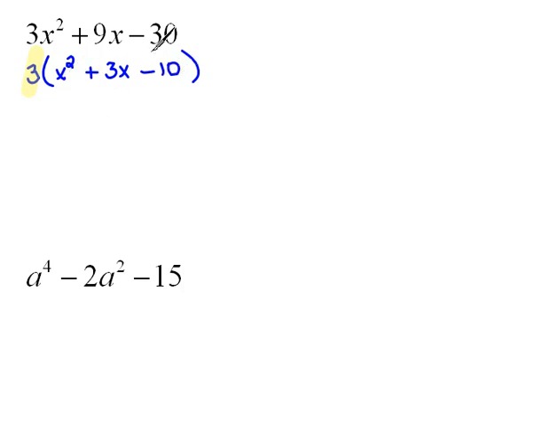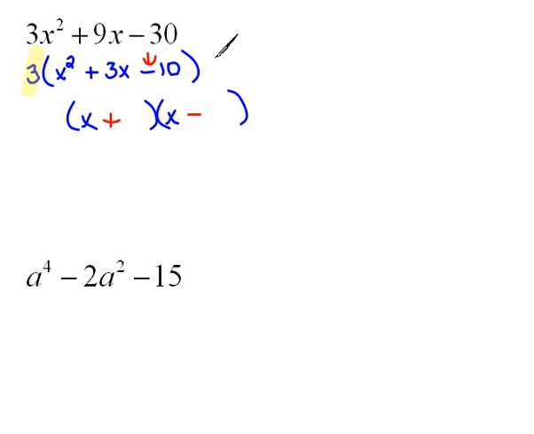There are 3 terms, so let's try trial and error. So let's see. Well, x times x would give us x squared. This sign tells us that these are different because it's negative. So because they're different, one of them will be a positive and the other one will be a negative.